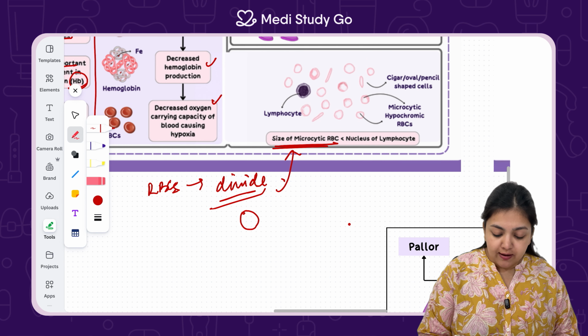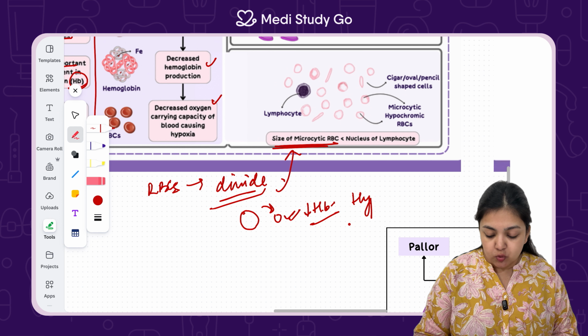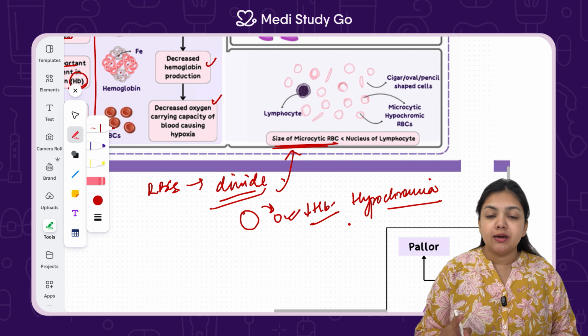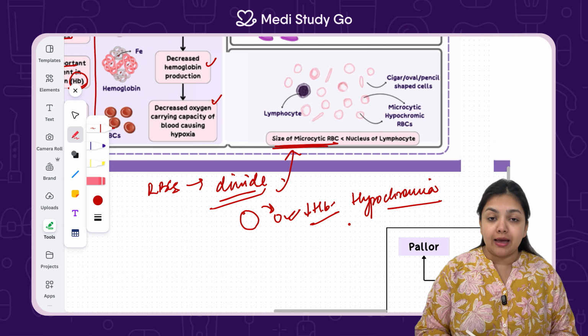So the size of RBCs decreases, and obviously if the size has decreased, this decreased size RBC will contain less hemoglobin, which is a situation known as hypochromia. So microcytic hypochromic anemia is happening because RBCs divide when the hemoglobin is less or iron stores are depleted. The RBCs divide and lead to microcytic RBC formation, which contains less hemoglobin, that is hypochromic in nature.